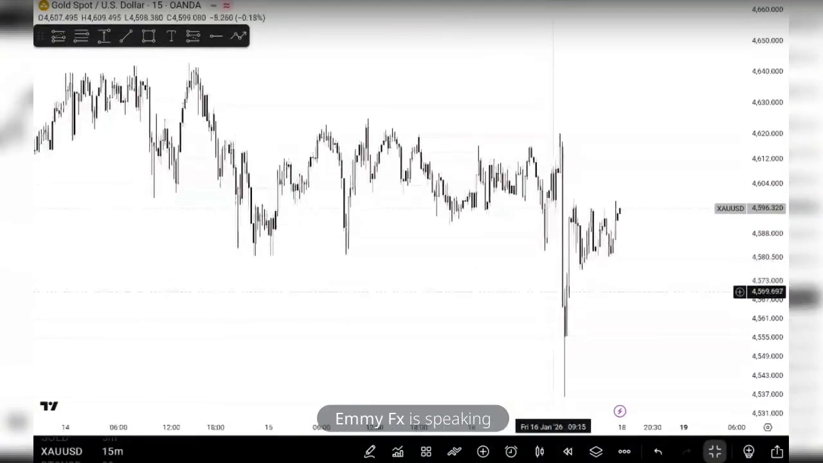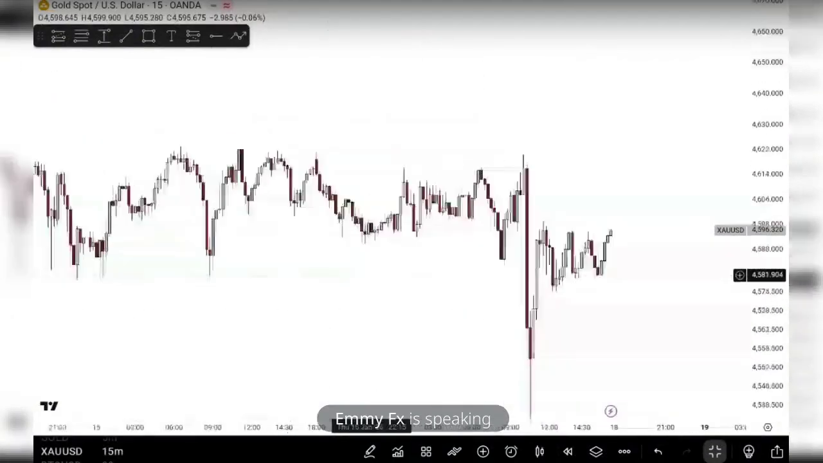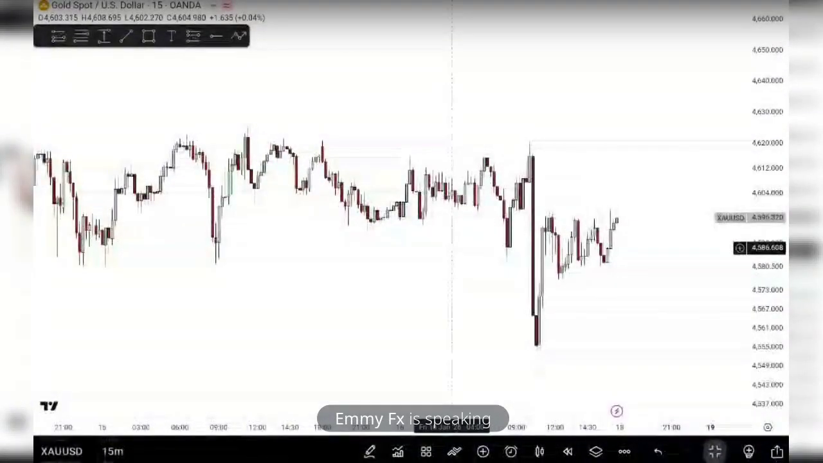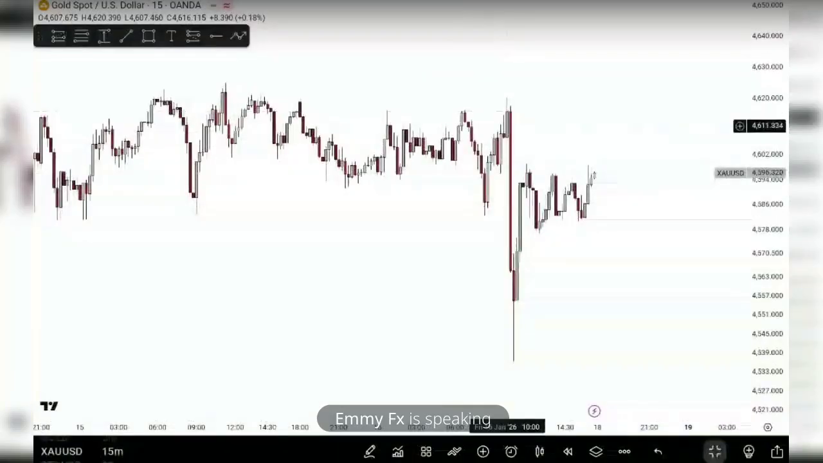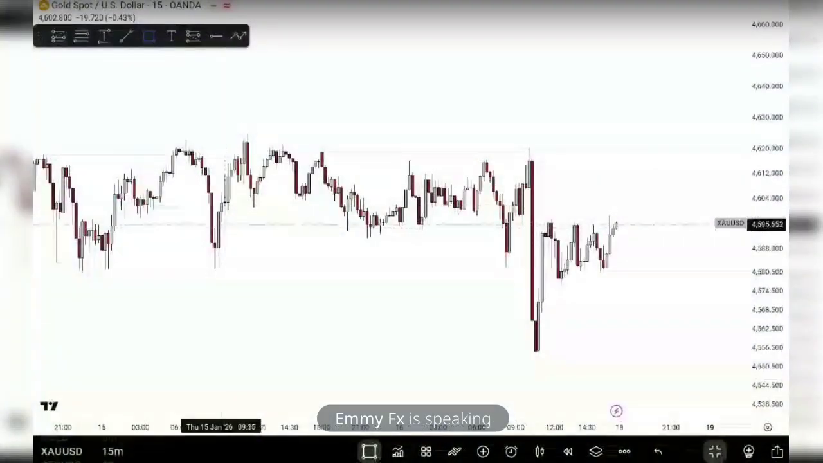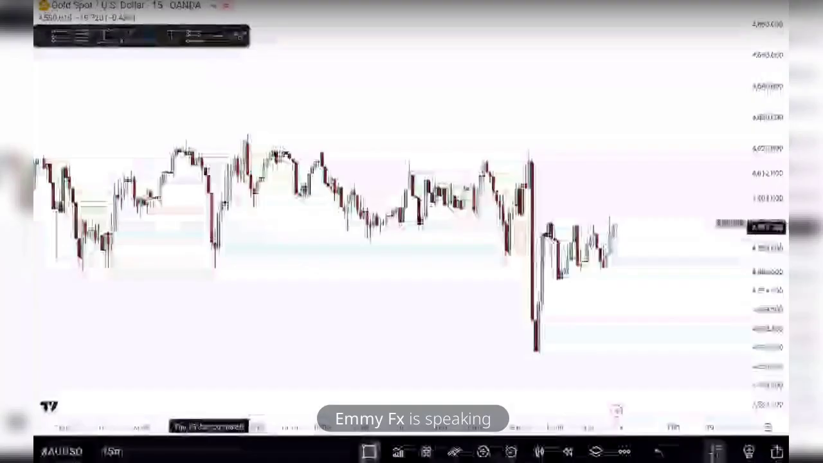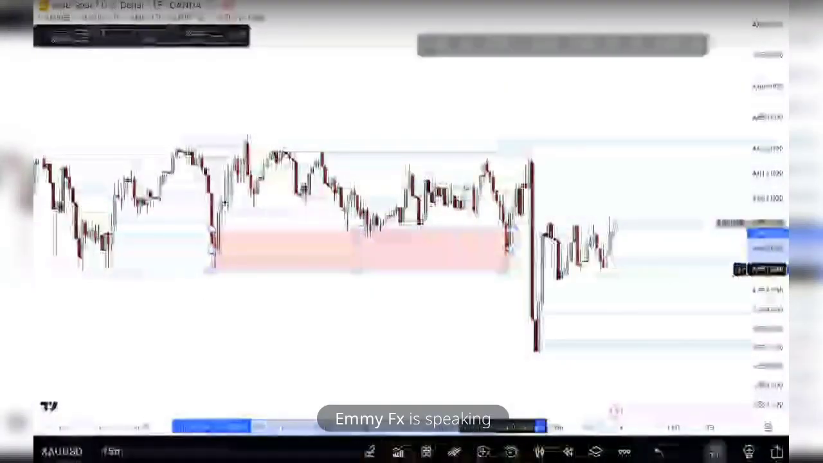So I think before the market closed on Friday, this move before that here, I got this move here, but I'm not comfortable at this spot to take a buy to the upside.